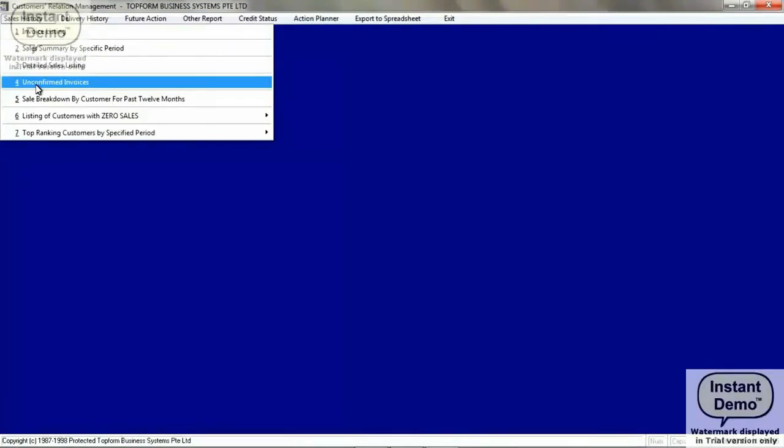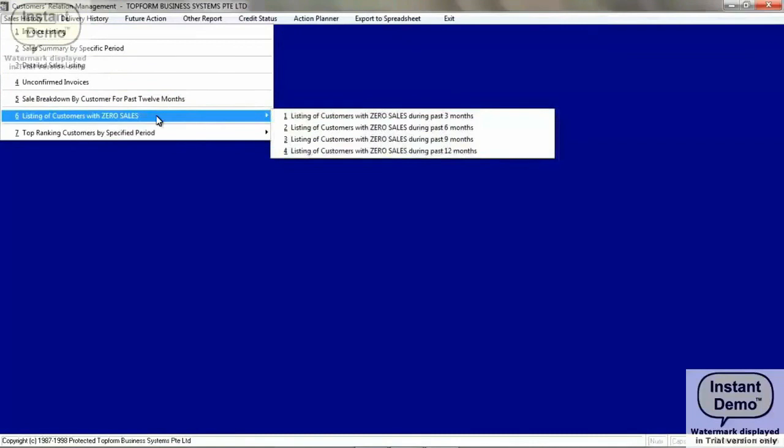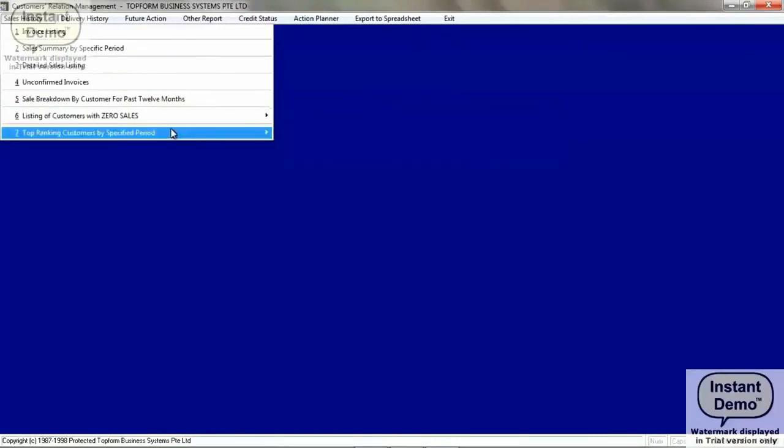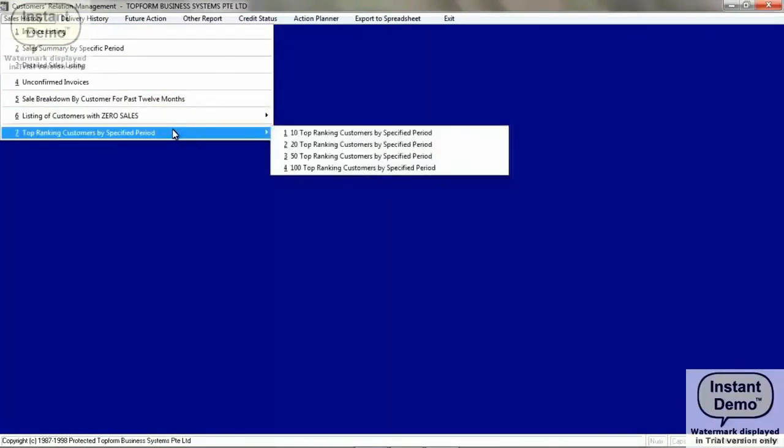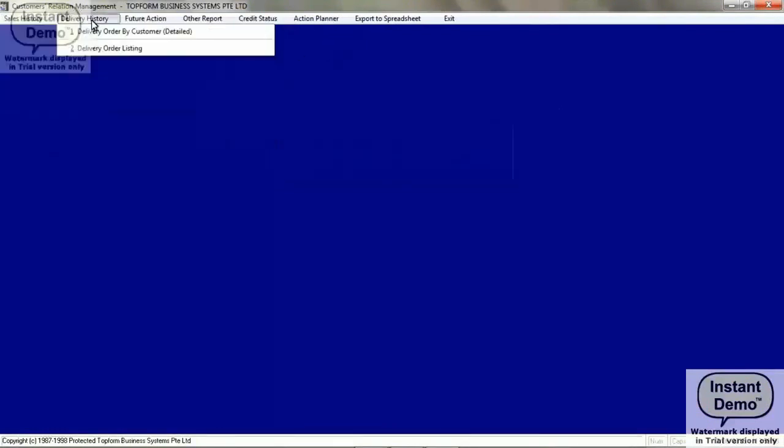You can even go further by looking at sales breakdown by customer for the past 12 months, listing of customers with 0 sales, and top ranking customers by any specified period. You can also plan your delivery and get a feel of deliveries that have not taken place yet. This is again another area where you want to look for information because if delivery is outstanding, then it cannot be invoiced yet, which could explain why your sales for the month of June is 0.